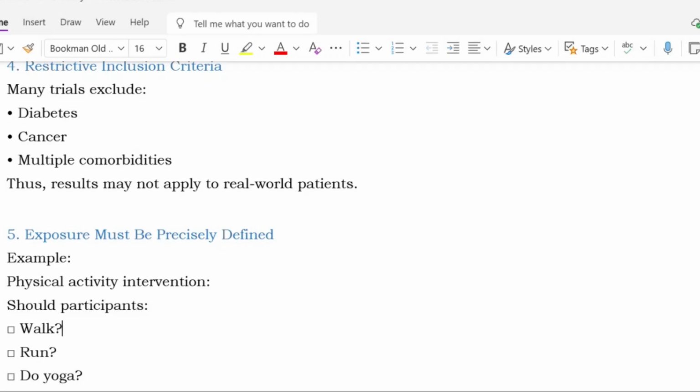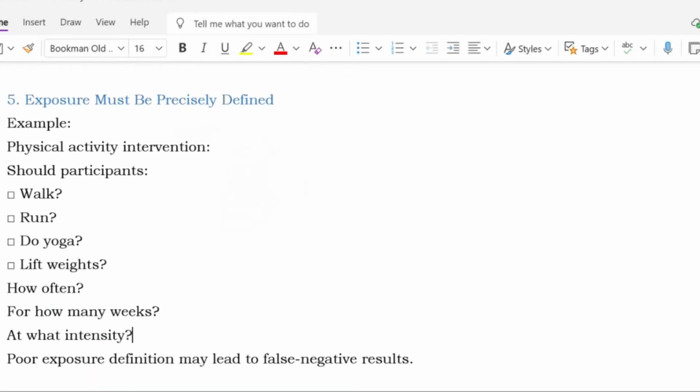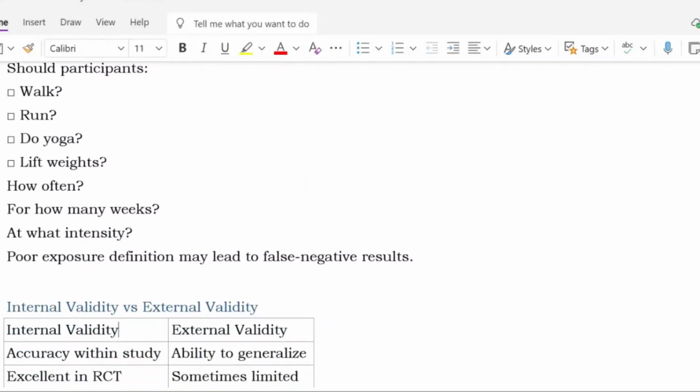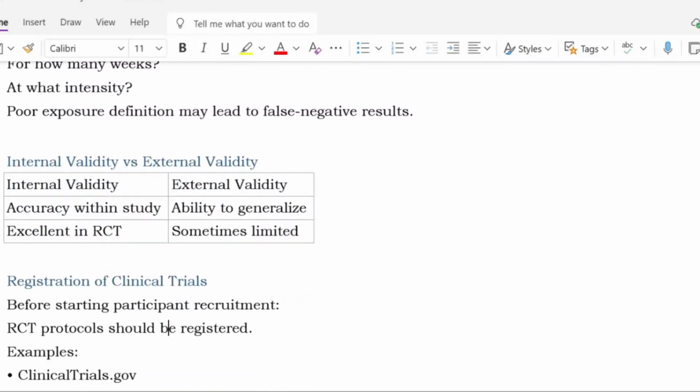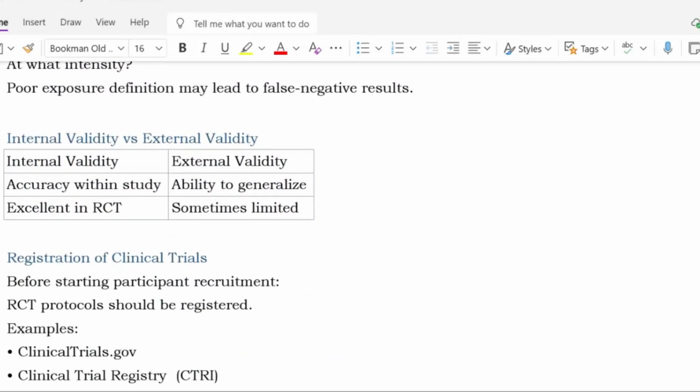Then exposure must be precisely defined, like a physical activity intervention. Should participants walk, run, do yoga, lift weights, etc.? How often, for how many weeks, at what intensity? Everything should be defined, so poor exposure definition may lead to a false negative result. And there is internal validity versus external validity. Internal validity deals with accuracy within the study, and it is excellent in the RCT, while external validity is the ability to generalize. Sometimes it is limited.